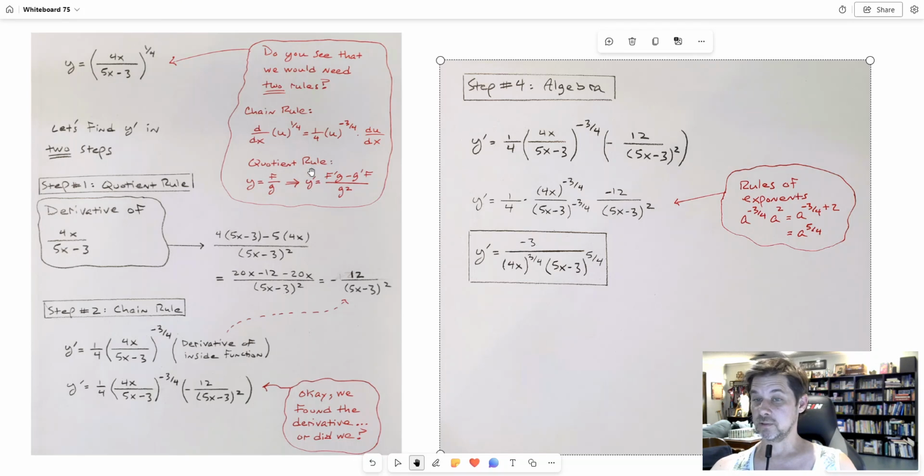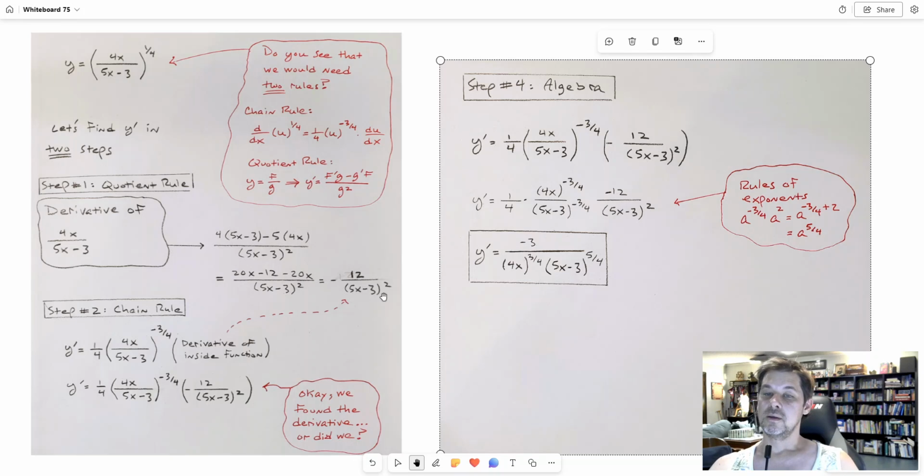Well, that's by the quotient rule. That's derivative at the top is 4 times the bottom, 5x minus 3, minus the derivative of the bottom is 5 times the top, 4x over the bottom part squared. I do a little algebra and I work it down to negative 12 over 5x minus 3 squared. Okay, that's the quotient rule. That's this du dx right there. What's going to go right there is negative 12 over 5x minus 3 squared.